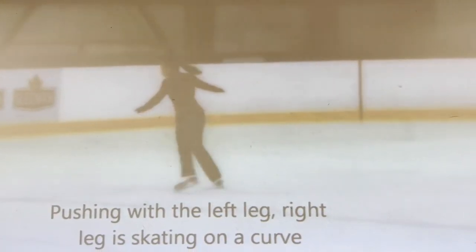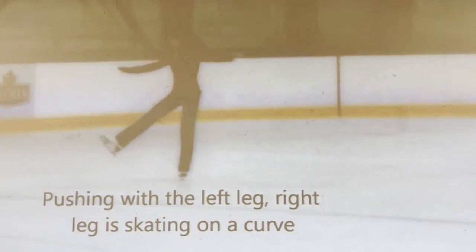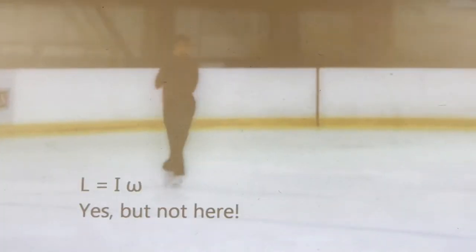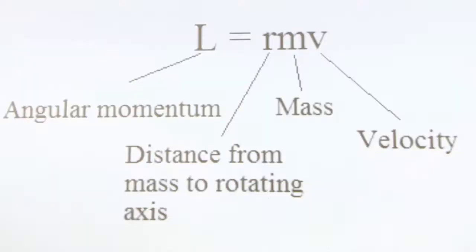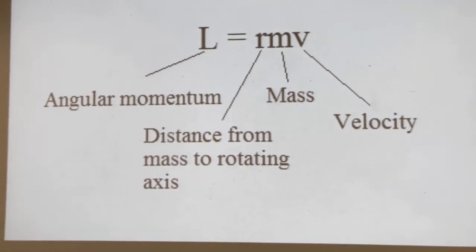As you can see, I've already generated angular momentum even before I started spinning by skating on a curve and by pushing with my other leg. So now that that's covered, you may be wondering how I went from skating on a curve to spinning so quickly. This is also down to angular momentum. You may remember L equals I omega from the jumps video. This does also apply to spins, but not this part of the spin. For this part of the spin, you need to know this other angular momentum equation.